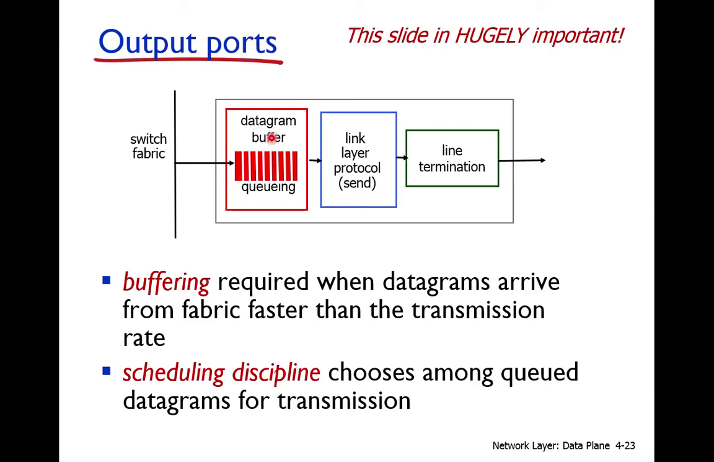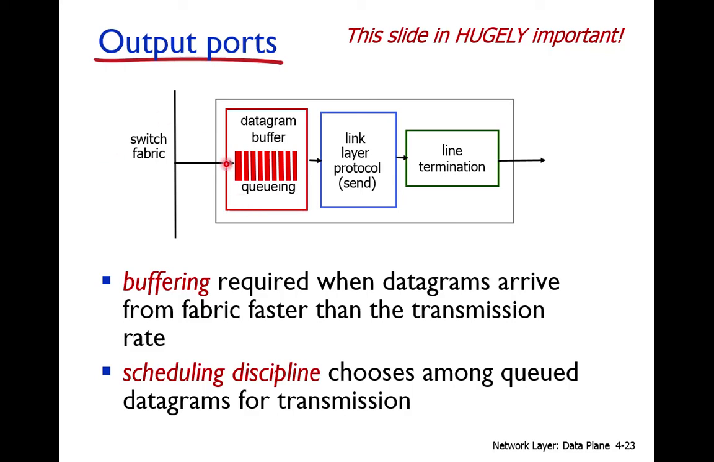Okay, so the queuing also occurs at the output port. Why? Because if the switching fabric rate is higher than the output port bandwidth, the output port transmission rate, then some packets will be stored in the queue. So buffering is also required when the datagram arrives from the switching fabric faster than the transmission rate of the outgoing link.